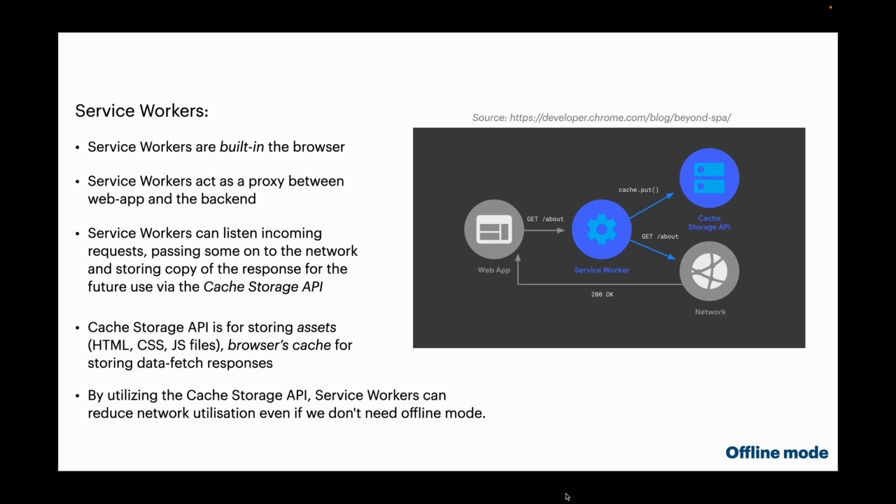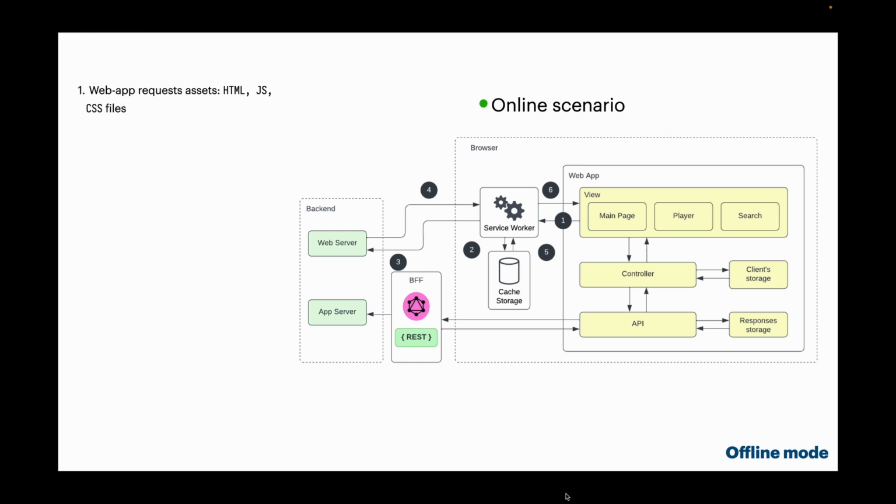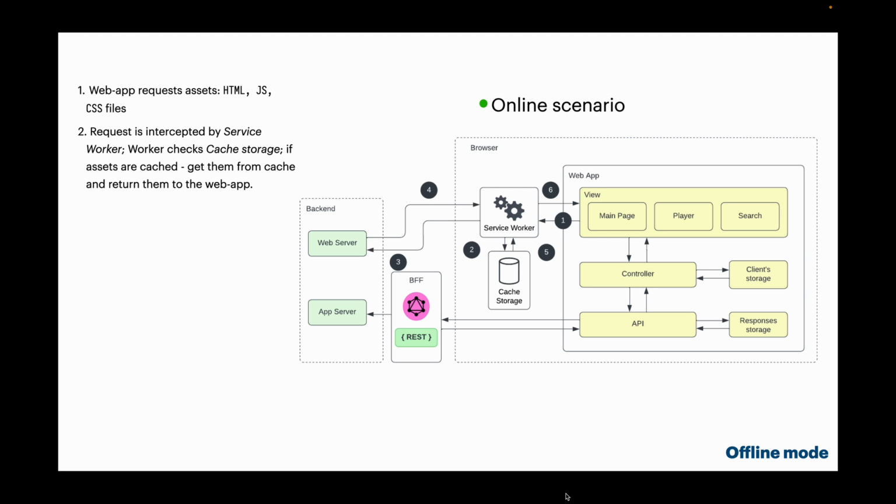Let's see how a service worker works together with the Cache Storage API when a user has an internet connection. First, the application requests assets, HTML, CSS, and JS files. The request is intercepted by the service worker. The worker checks the cache storage. If assets are cached, they are retrieved from the cache and returned to the web application. If the assets are not cached, they are fetched from the web server.